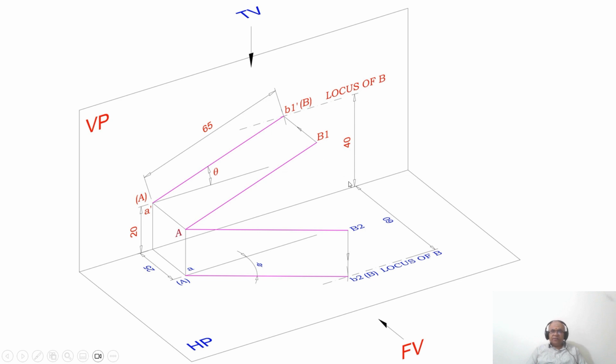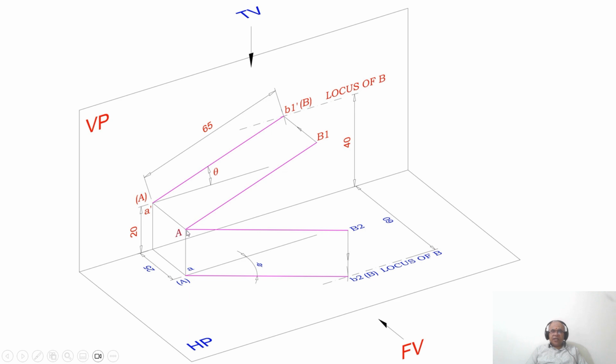So what we can do is first start plotting the data, whatever is given. So he says the end A is 20 mm above HP. You can see the capital A is 20 mm above HP. So if you see, the capital A is above HP by 20 mm, so when you look from the front view, that image is going to fall on the front view. So therefore, from the XY line, you will get 20 mm above HP. That image is seen on the vertical plane. So you mark this point as a dash and capital A.